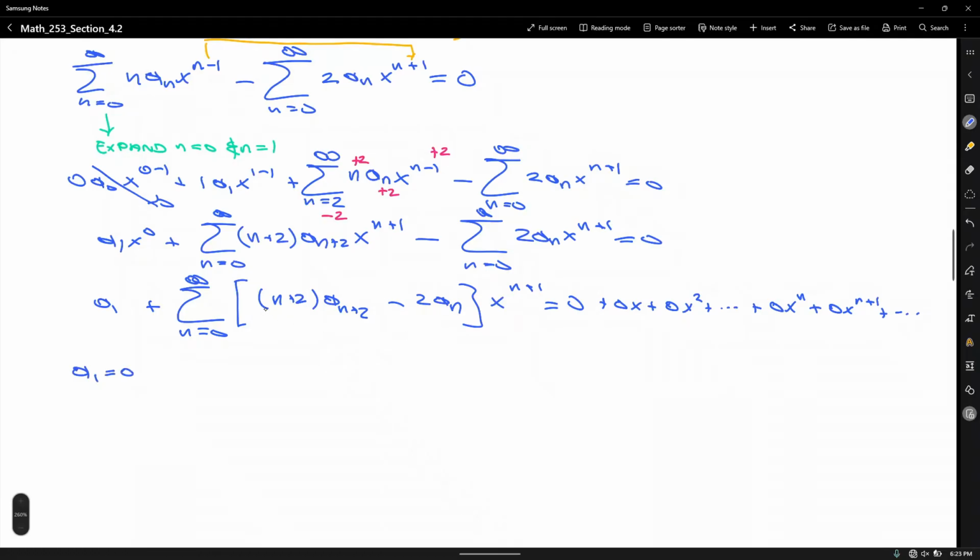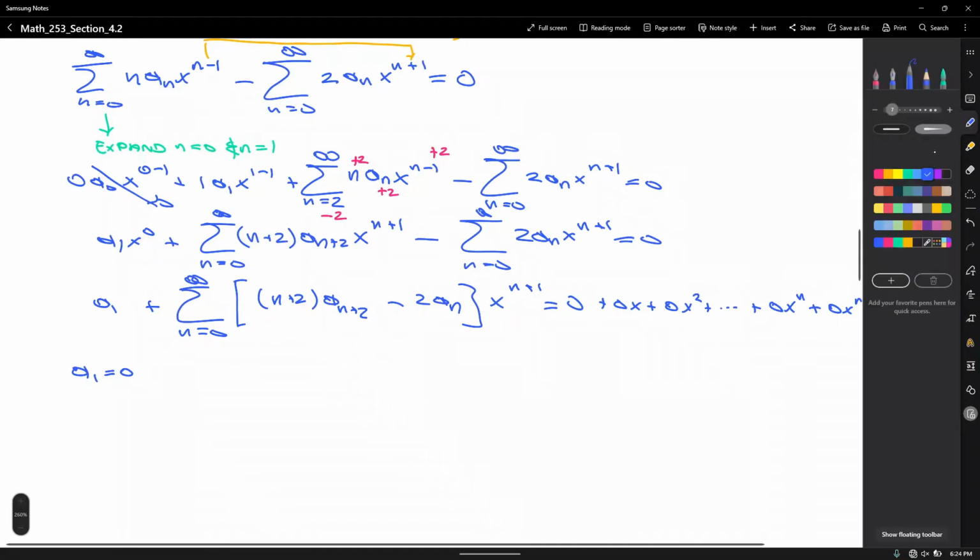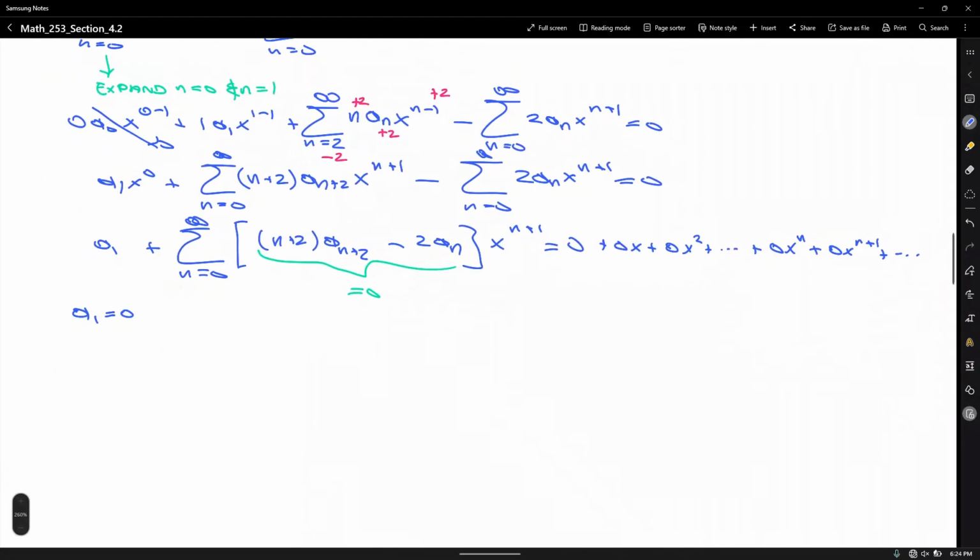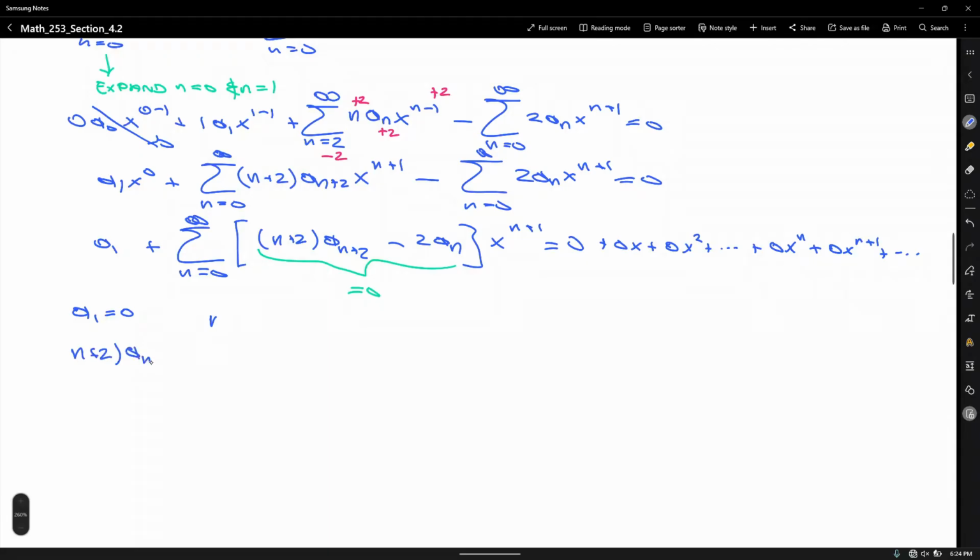And this rule we have inside of the series, isn't that the coefficient of x to the n plus 1? But what is the coefficient of x to the n plus 1 on the right-hand side? 0, isn't it? Okay, so that means we're going to set this equal to 0. What's next? So n plus 2 times a sub n plus 2 minus 2 a sub n equals 0. What is this?